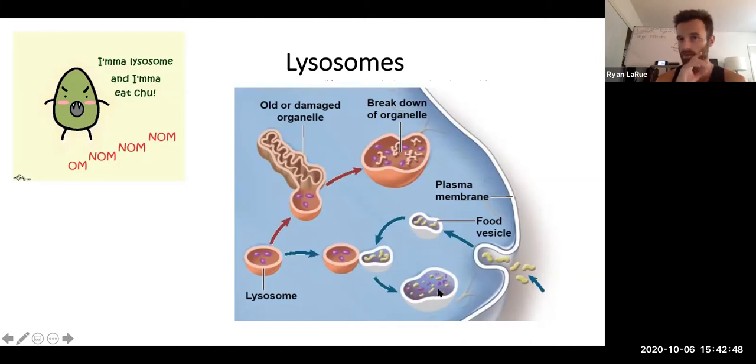Now, I do say amoebas because our lysosomes aren't as devoted to this sort of nutrient digestion process, only because we digest things in the stomach with acid, and we secrete enzymes into the small intestine. But for these unicellular organisms, their lysosomes are obviously very, very important.